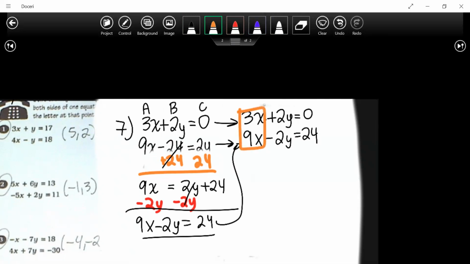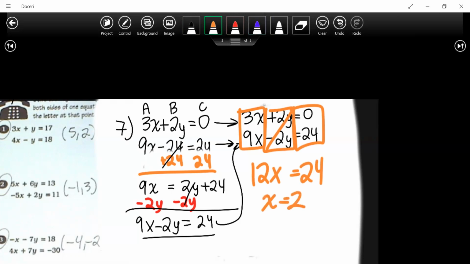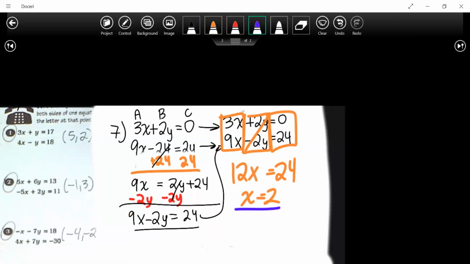Adding up our columns here, we are going to get 12x. My y's go away, leaving me 24. Dividing out by 12, we're going to get 2. I'm going to take the 2 and plug it back in, into the one up on top.